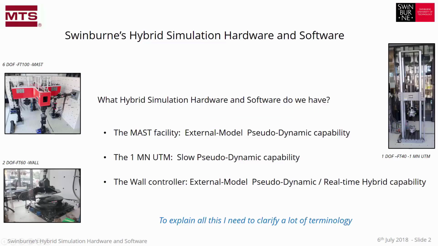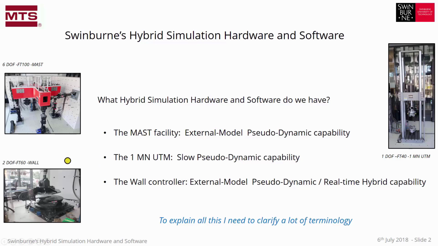We have 3 machines capable of being used for hybrid simulation testing. Up to now, all our hybrid experience has been with our 6 degree of freedom mass facility. With this, we implement external model pseudodynamic hybrid simulation. However, we also have the capability with 2 other machines. Our FlexTest 40 1 meganewton machine could implement slow or soft pseudodynamic simulation, but we have not utilised it so far.